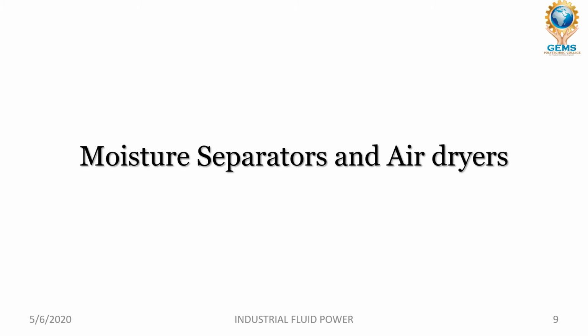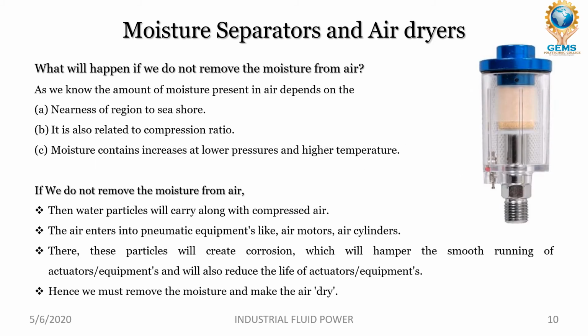Now let's see about the moisture separators and air dryers. What will happen if we do not remove the moisture from air? As we know, the amount of moisture present in air depends on the nearness of the region to the seashore, if our place or region is near to the seashore, and it is also related to compression ratio. Moisture content increases at lower pressure and high temperature.